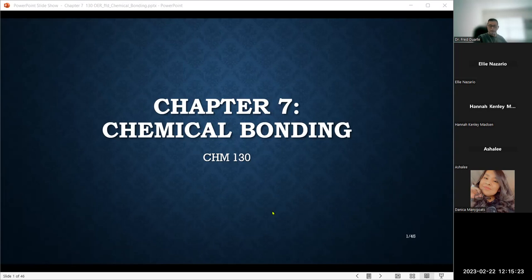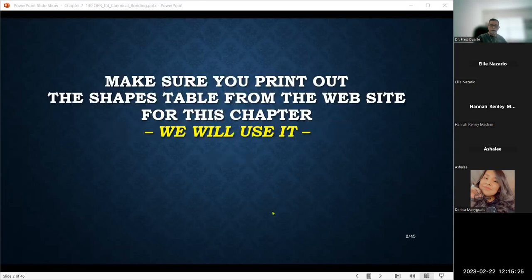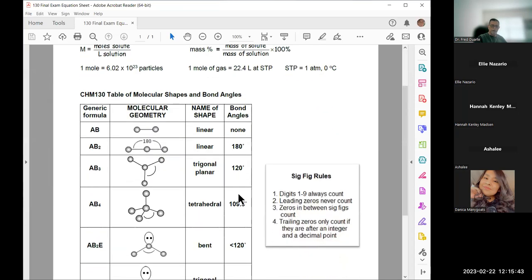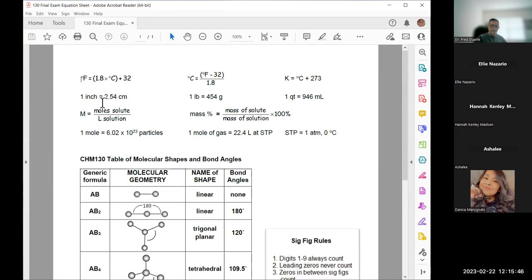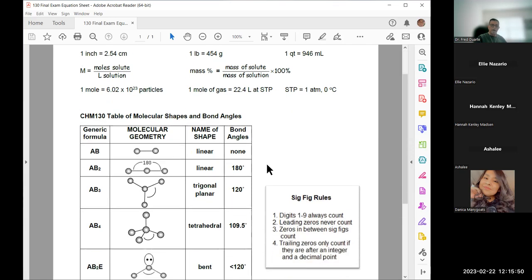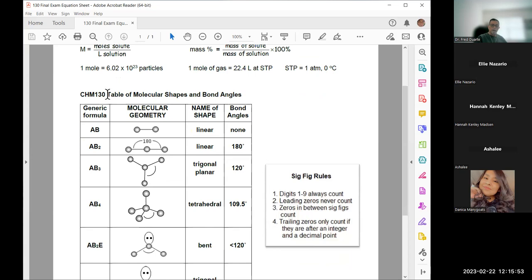about 45 slides, actually about 40, take off about 2 slides. So first thing is this, if you've not done so, the shapes table, we are going to utilize that shapes table quite extensively for this chapter. And that shapes table is, just to remind you, about a number of information on the top of it, but on the bottom there is a table called Table of Molecular Shapes and Bond Angles.